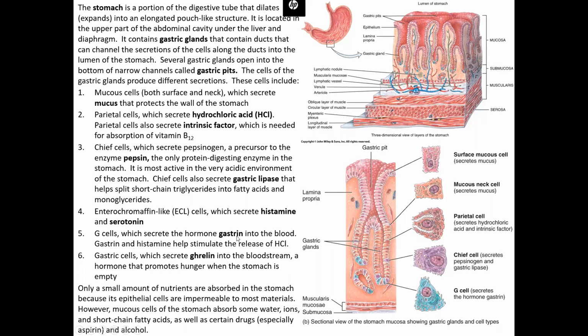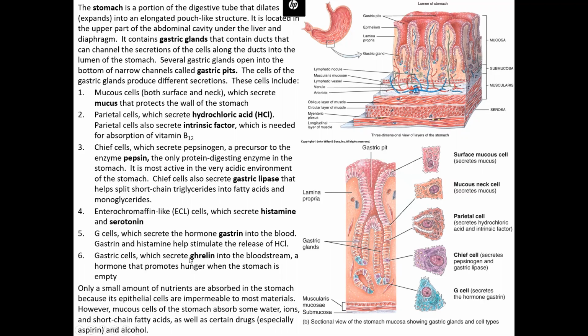Okay, other things. Other cells release histamine and serotonin, two chemicals that regulate aspects of digestion. You can't see them here, but they're produced by enterochromaffin-like cells. G cells secrete gastrin, which is actually a hormone, which means that the chemical is not going to go into the lumen of the stomach. It's going to go into the bloodstream. Gastrin and histamine help stimulate the release of that hydrochloric acid from the parietal cells.